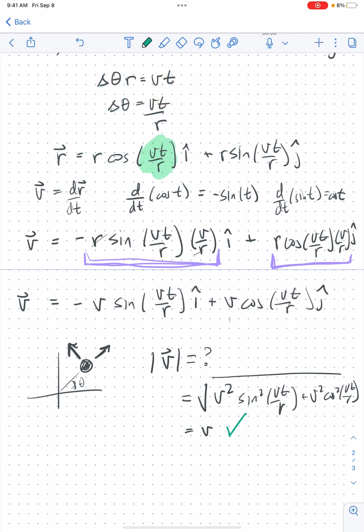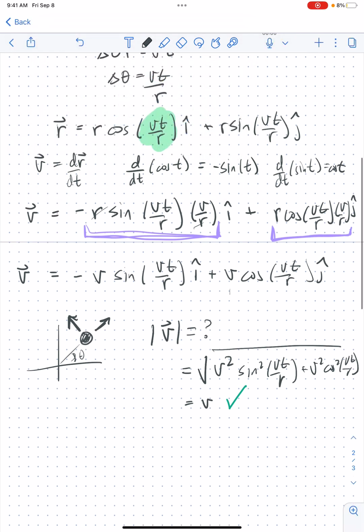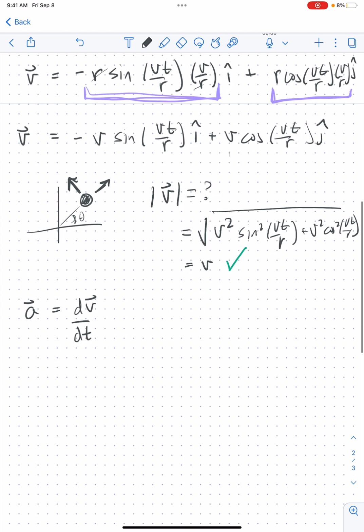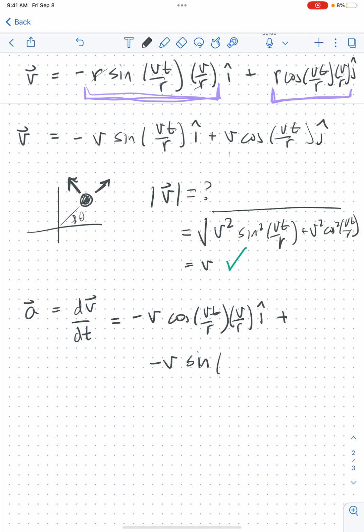All right. So those are just some checks we can do along the way. And now to find the acceleration, we remember that our acceleration is the time derivative of velocity. So we're going to now take our expression of velocity and take another derivative. So now we've got negative v cosine vt over r, another factor of v over r I hat, plus negative v sine vt over r, v over r j hat.